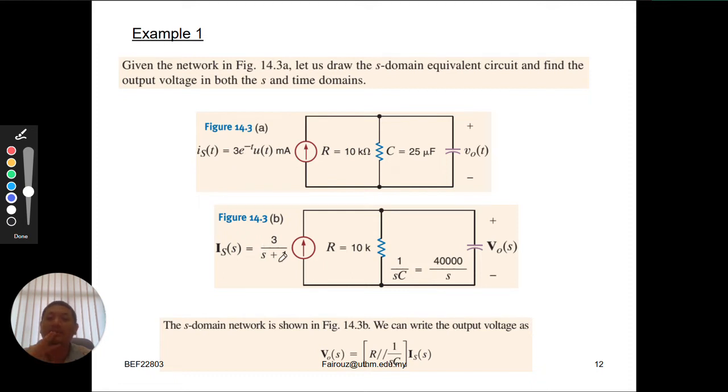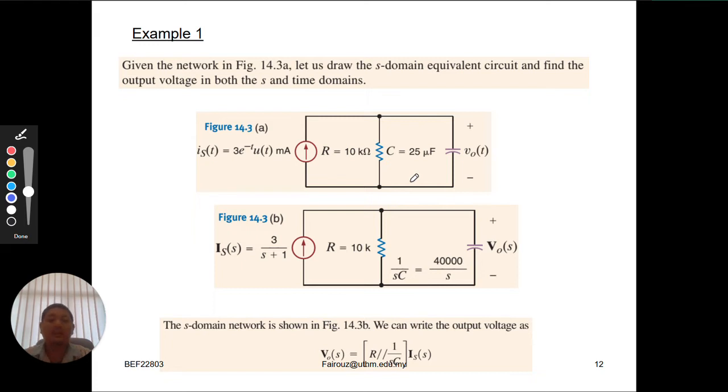This is simply obtained by referring to the Laplace transformation table. All right. So now we have transformed the current source. Let's look at the resistor. R equals 10 kilo, right.